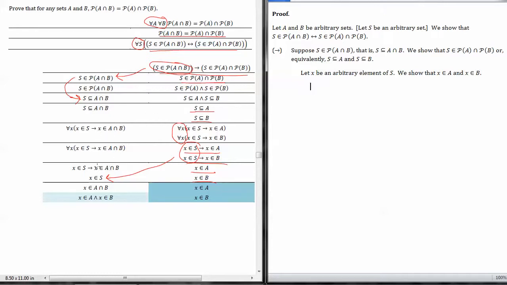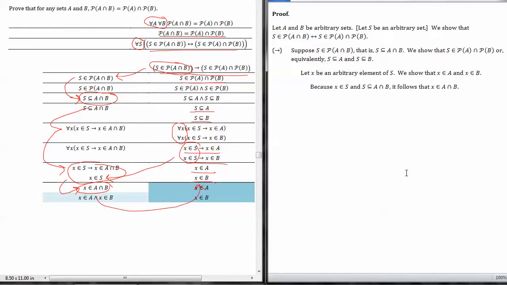So to finish things up, we had a modus ponens lurking here, and this conditional came from here, which came from our subset statement, right? And together they give us that X is in A intersect B. So I'll say because X is in S and S is a subset of A intersect B, it follows that X is in A intersect B as well. And then to finish up, what does that mean? It means that X is in A and X is in B, which was our goal.